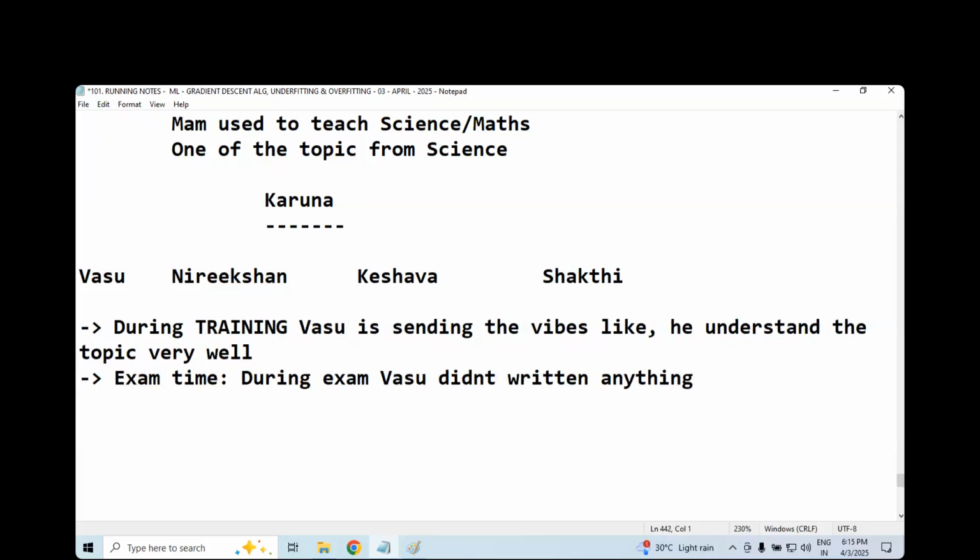Simple, Vasu did overaction actually. Vasu did what exactly? What do you mean by overaction? Madam, come on, I understand anything. Sometimes our machine learning algorithm will also do overaction. What do you mean by that? During training, the model will tell, Daniel, you know what? I understand the total data actually.